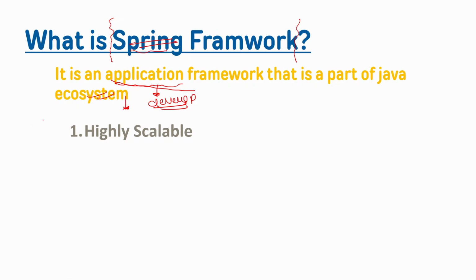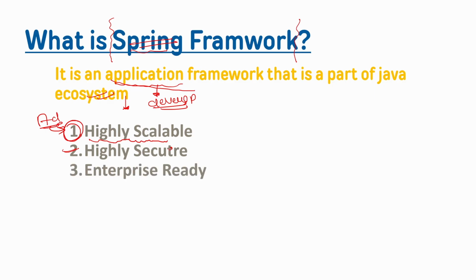Now, what are some of the advantages of the Spring framework? First, the Spring framework is highly scalable. It can be scaled very easily. Second, the Spring framework is highly secure. Third, due to its highly scalable and highly secure nature, it is enterprise ready. And fourth one is that it is highly robust. So the Spring framework has advantages like being highly scalable, highly secure, enterprise ready, and a robust solution. Due to all these advantages, the Spring framework is used extensively.